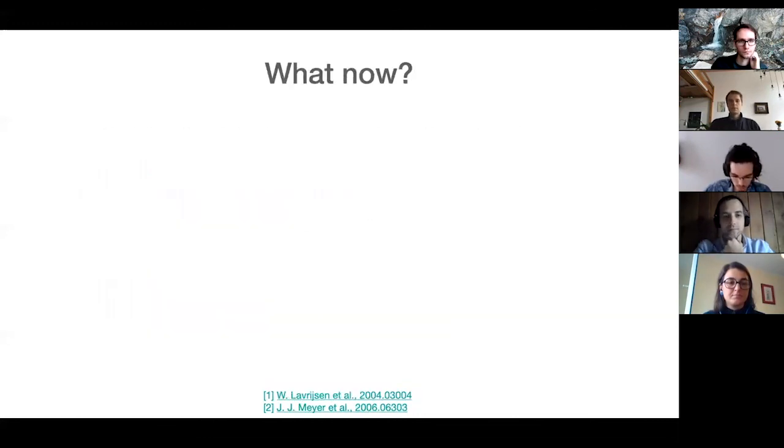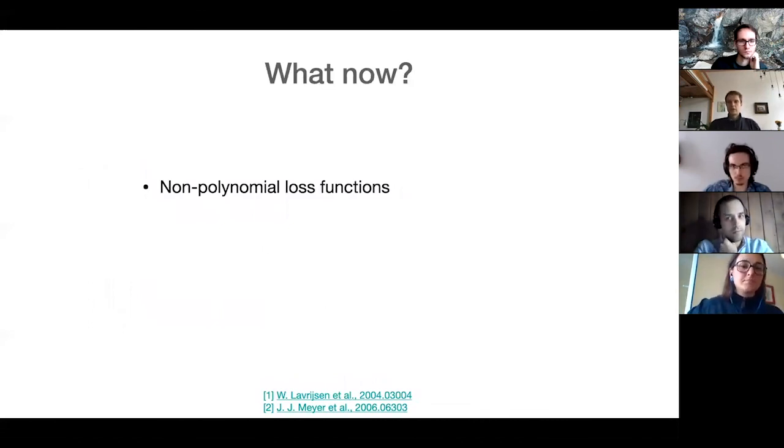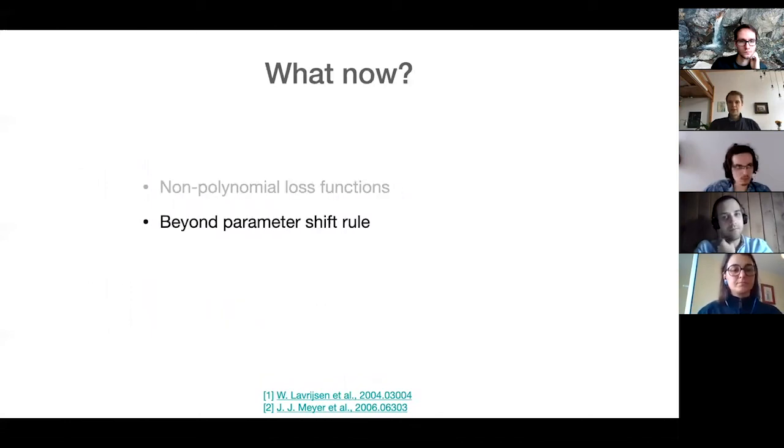Okay, here's a very brief outlook. For these non-polynomial functions, it's still not clear how to construct unbiased estimators. We've only done everything for the parameter shift rule. Maybe these Hadamard test circuits could also be interesting to investigate. I don't know if different properties pop up.